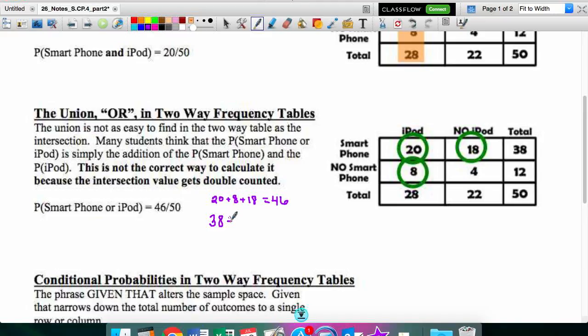However, just like when we calculate the probability of a union, we have to make sure that we're not double counting the intersection, which in this case we would, the 20. So we need to take away the 20 so that we're not calculating it twice. If we do this, we will also get a 46. So you pick whatever way you feel is easier for you to understand, adding the joint values individually or adding the totals and taking away the intersection. Either way, you'll get your numerator value, in this case 46. And then your total should always be your denominator in a union.